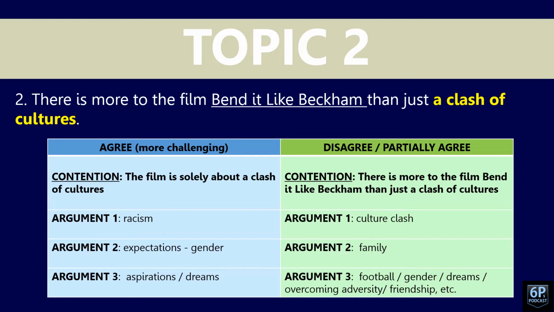and Mrs. Bamra. On the other hand, disagreeing with this topic or even partially agreeing with this topic means that you can talk about a clash of cultures, but you could potentially talk about other themes as well. So you might talk about it's also about the importance of family as your main body 2. For your main body 3, it might be about football, it might be about dreams, it might be about gender, overcoming adversity, friendship. There are a range of other ideas you could sort of focus on.